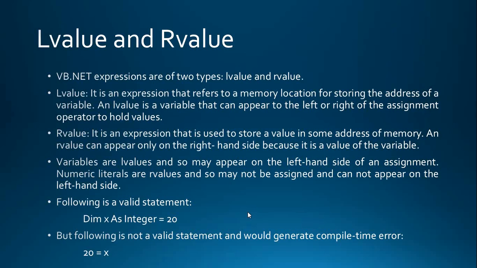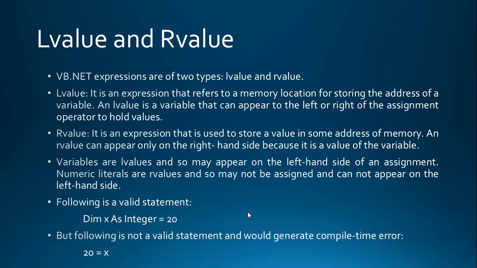So now let's look at R value. R value is an expression that is used to store a value in some address of memory. And an R value can appear only on the right hand side because it is a value of the variable. So variables are L values, and they may appear on the left hand side of an assignment. Numeric literals, okay, we will discuss literals in the next lecture. Numeric literals are R values and so may not be assigned and cannot appear on the left hand side.